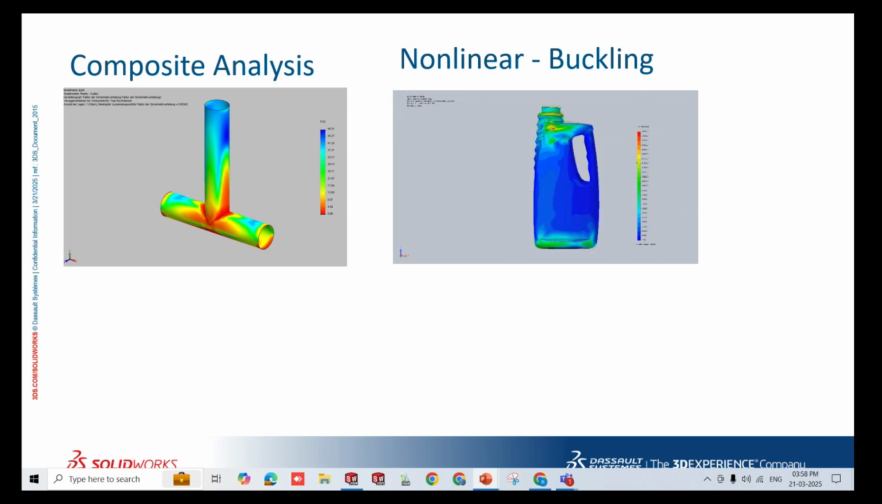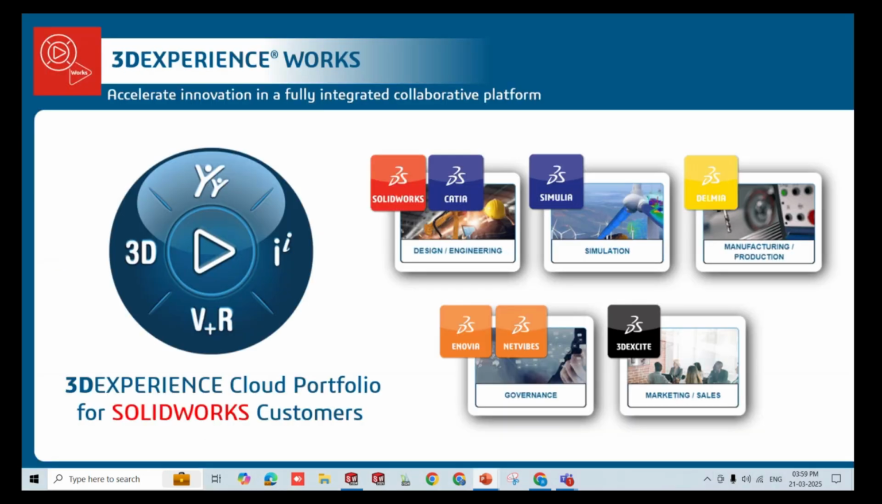A linear buckling analysis is easy to set up, but it just gives the information in terms of buckling load and shape. To capture the complete behavior, you need to go to nonlinear buckling analysis. Now, these are the capabilities of SolidWorks Simulation.